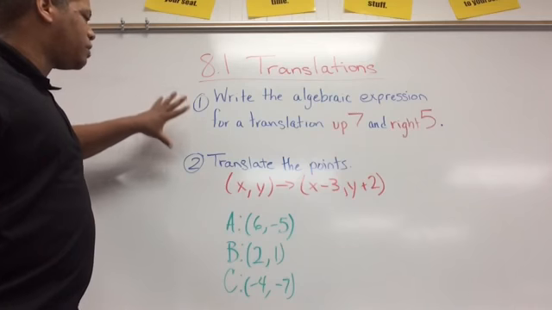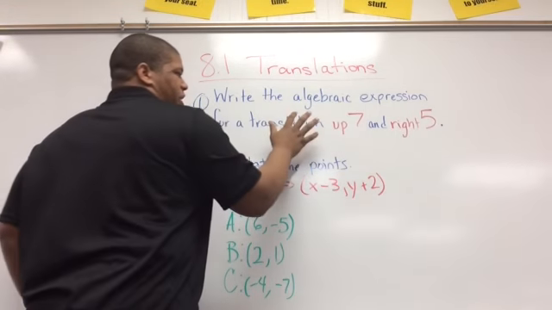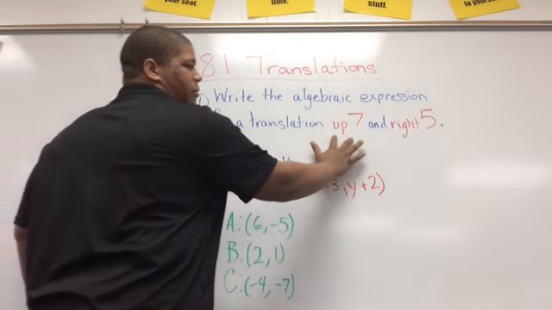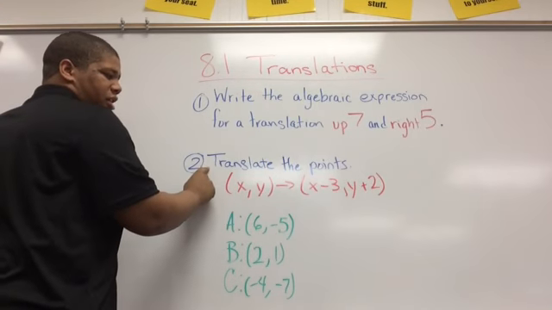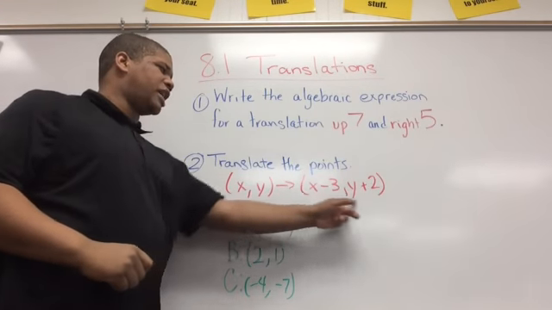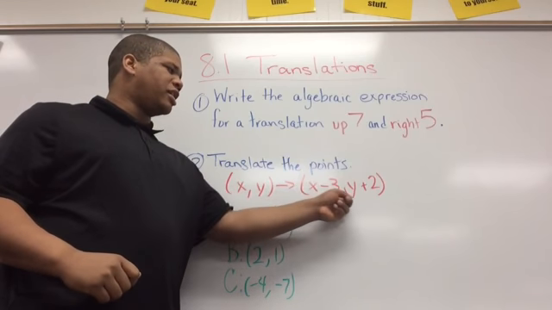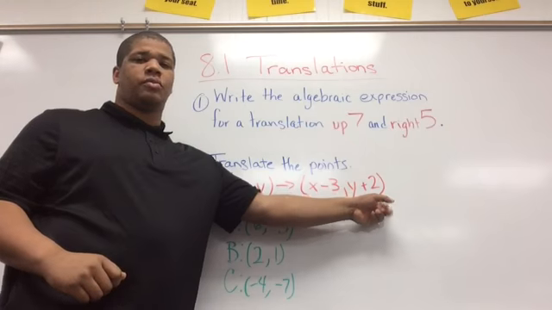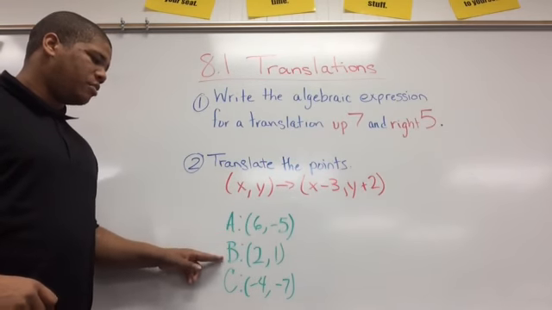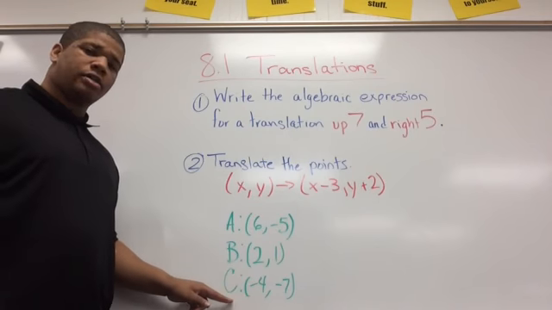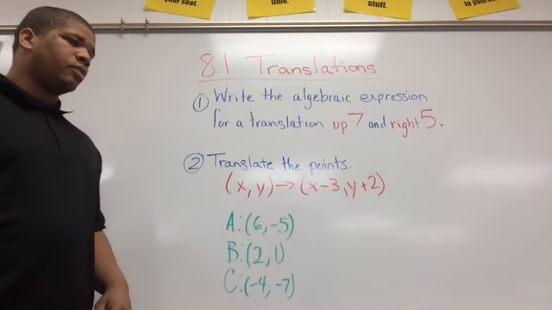Okay, so you have these two problems for your practice problems. Write the algebraic expression for a translation up 7 and right 5. And then translate the points along this algebraic expression. You have x comma y equals x minus 3, y plus 2. And your points are A, which is 6, negative 5, B, which is 2, 1, and C, which is negative 4, negative 7.